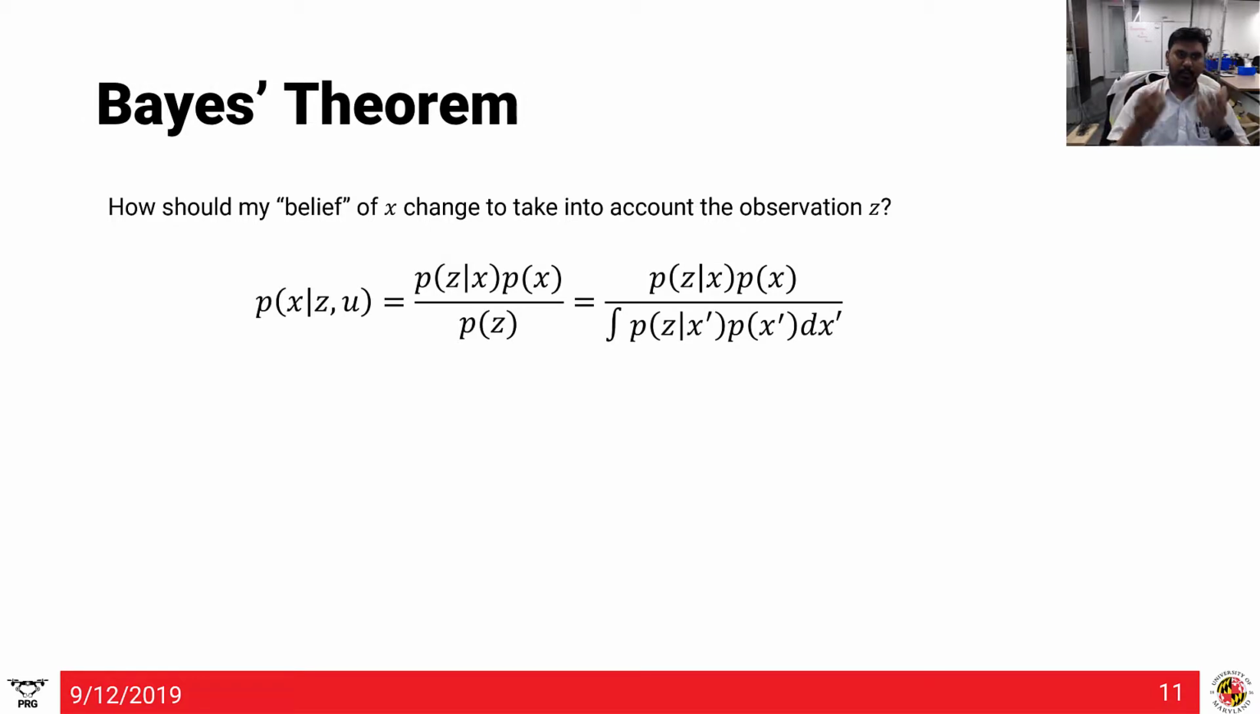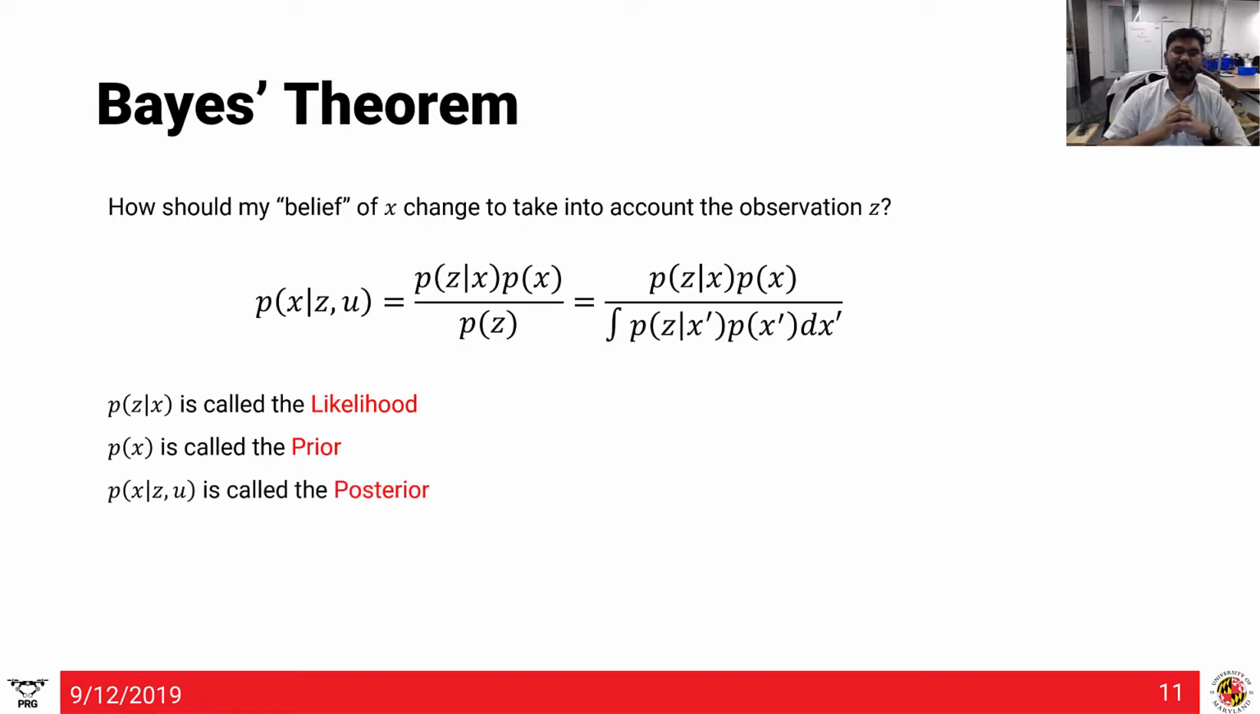Bayes theorem, right? What Bayes theorem says is you have p of z given x and p of x. You can estimate p of x given z comma u by this Bayesian formula, right? So here p of z given x is called the likelihood function. p of x is called the prior on my state, which comes from various sources, and p of x given z comma u, which is the probability of the state given my observation and the amount of input, is called the posterior distribution.